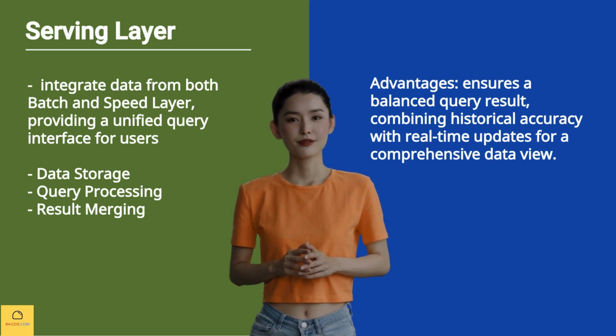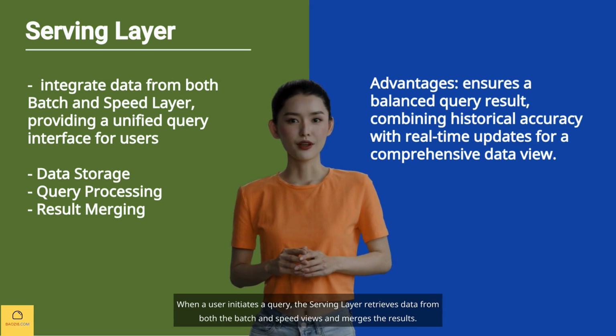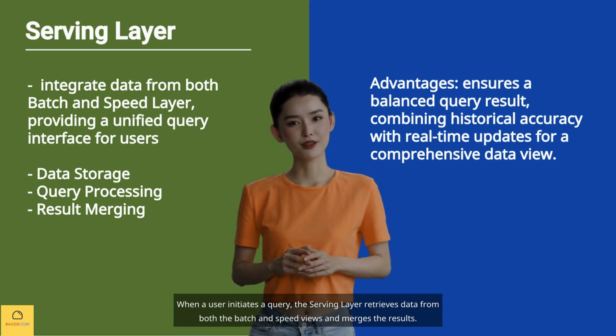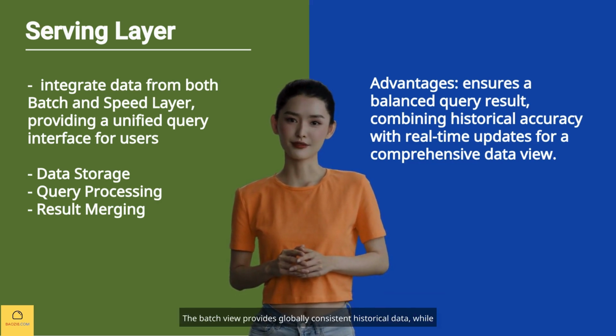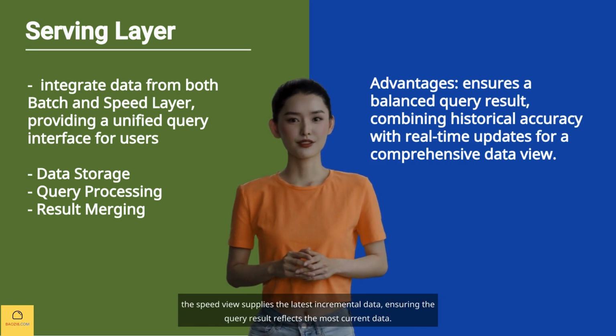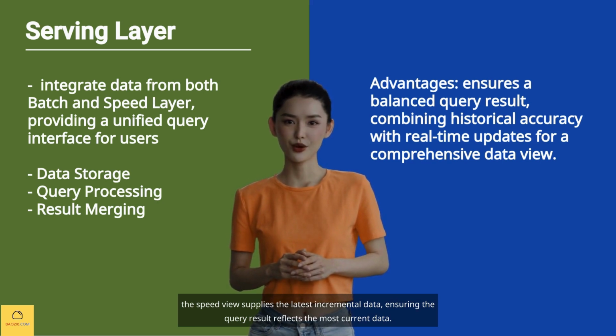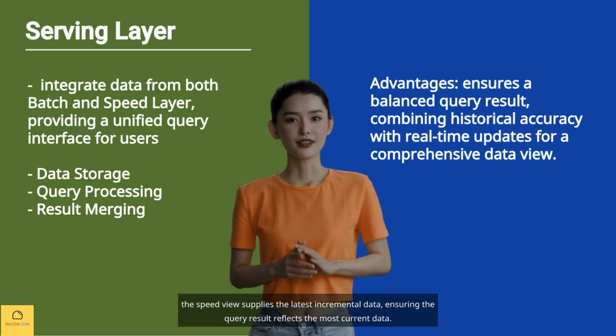Query processing. When a user initiates a query, the serving layer retrieves data from both the batch and speed views and merges the results. The batch view provides globally consistent historical data, while the speed view supplies the latest incremental data, ensuring the query result reflects the most current data.